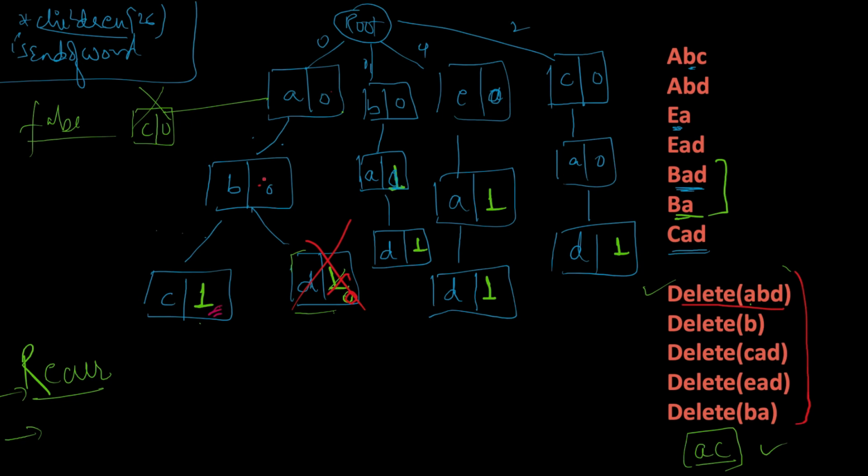We return a null here, we return a null further. But that is not the case here, so we only delete D here, and the rest of the A and B nodes are kept as they are. So what we'll do, again we'll go till the node B, but what we'll see is that if it is the end of the word, then it should be 1, but it was not 1, so we'll return false here.